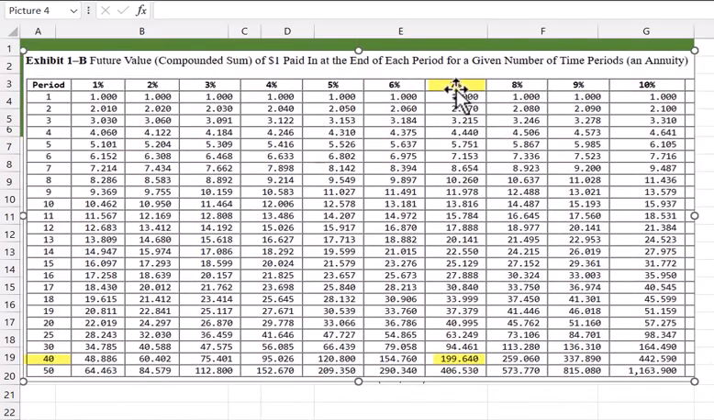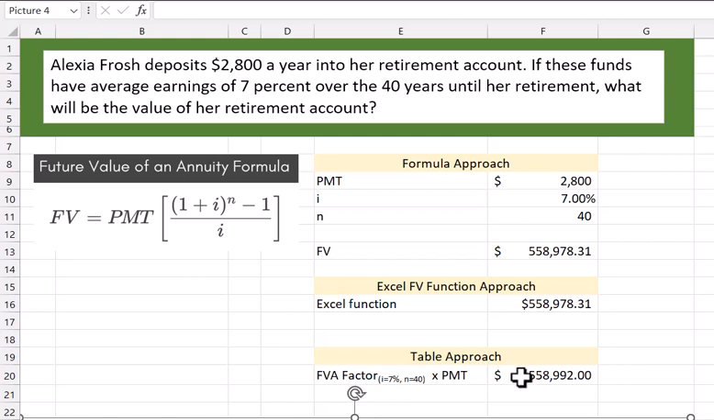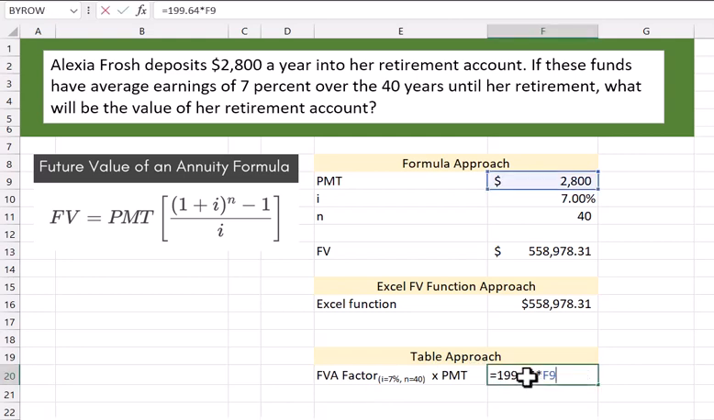Now in this problem, the interest was 7%, and we're using the future value of an annuity. You want to see the word annuity. So where 7% meets 40 periods, we get 199.64. Slide that out of the way, and you'll see that what I'm going to enter here is the 199.64 times the payment. The payment is $2,800, and when I hit enter, I get $558,992. So that's three different ways that you can calculate the future value of an annuity.